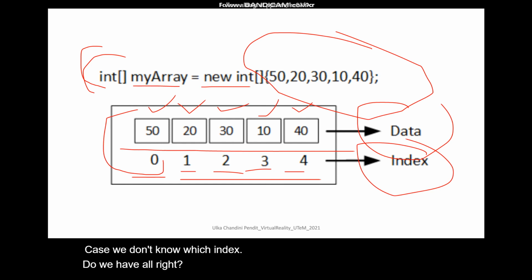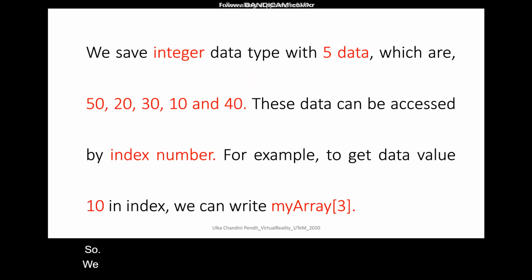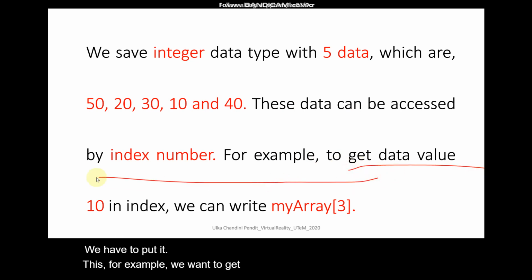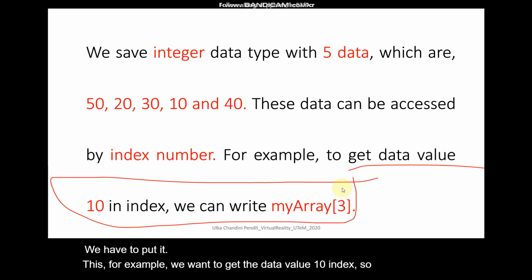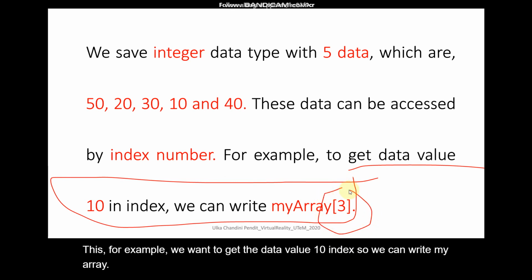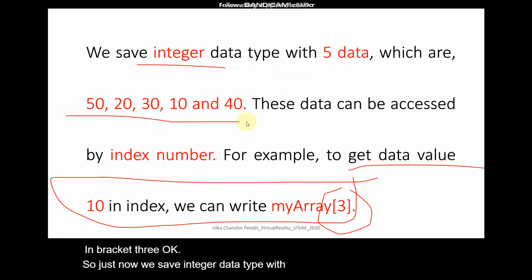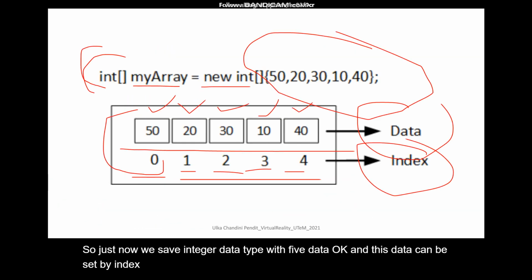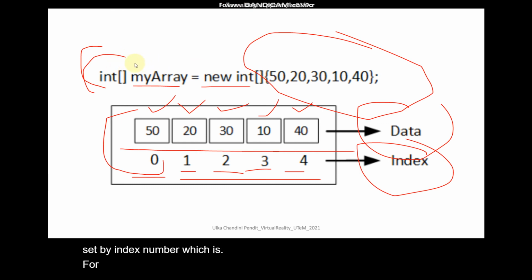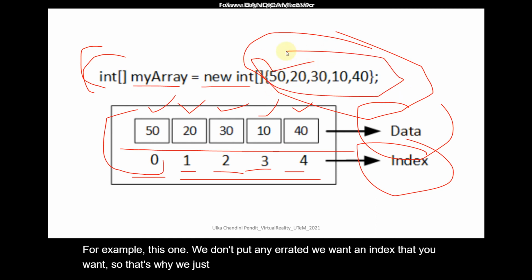So we have to put it like this. For example, we want to get the data value 10 in index 3, so we can write my array in brackets 3. Okay, so just now we saved the integer data type with 5 data. And this data can be accessed by index number. If we don't specify any index that we want, we just put the whole array here, all the data here.